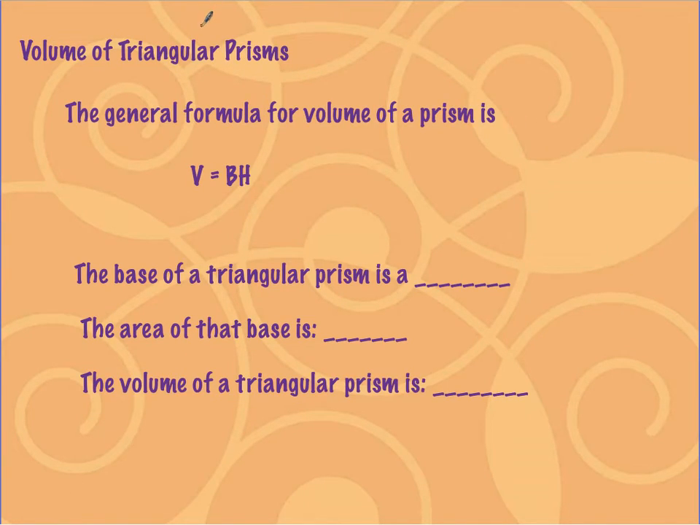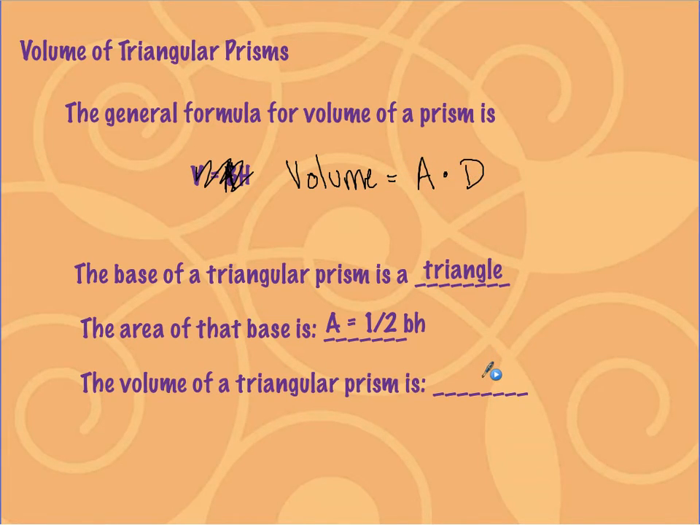Okay, now if you have a triangular prism, what changes is the fact that your area is different. So the base of a triangular prism is a triangle, and the area of that triangle is half times the base times the height. So we're actually going to replace this with volume equals the area of the triangle times the depth. We know that we replace area with the 1/2 times base times height, and we end up with volume equals 1/2 base times height times the depth.